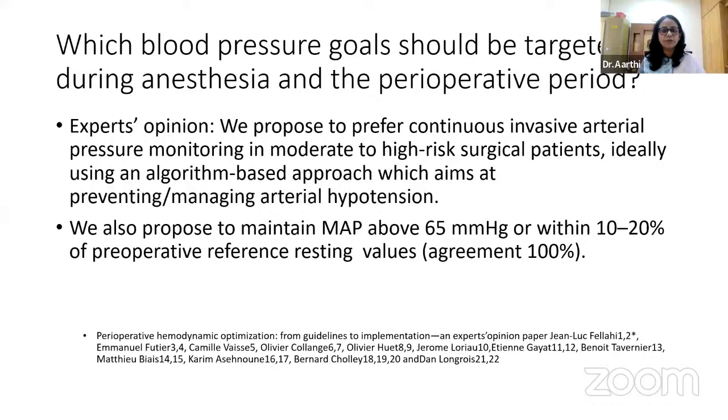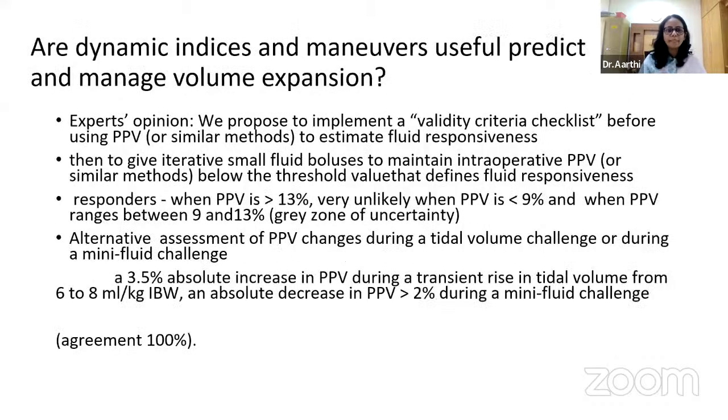The MAP target will be above 65 millimeters of mercury, or for patients with hypertension, you need to understand that it should be within 10 to 20% of the preoperative reference resting values. Dynamic indices like pulse pressure variation, stroke volume variation and maneuvers predict and manage volume expansion.